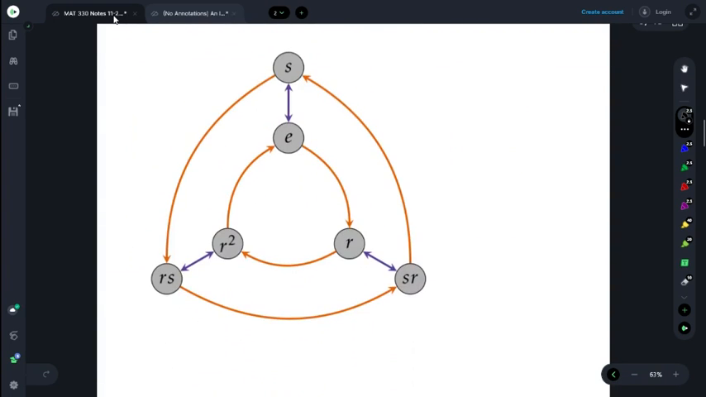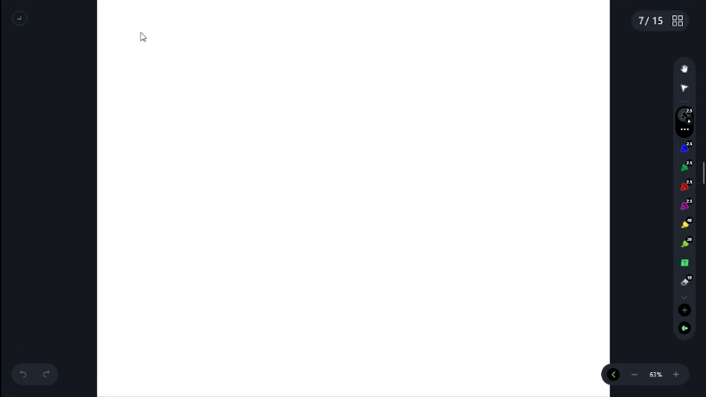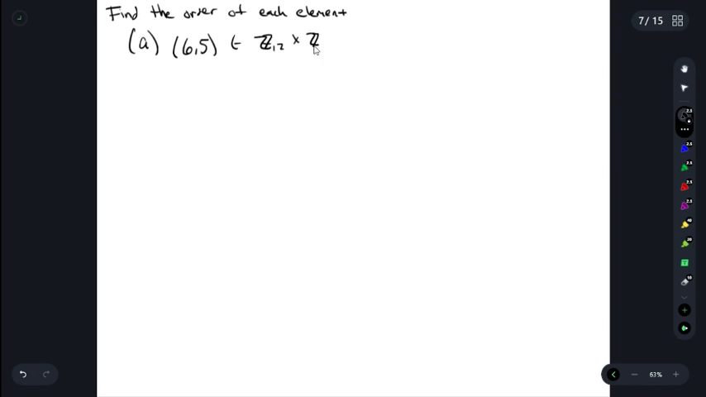Okay. All right. So A. We want to find the order of each of these elements. For A, we want to find the order of (6, 5) in the group Z12 cross Z7. For B, we want to find the order of (R, I) in D3 cross Q8.